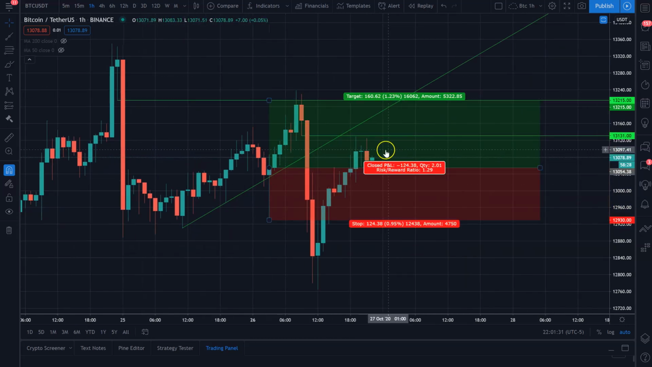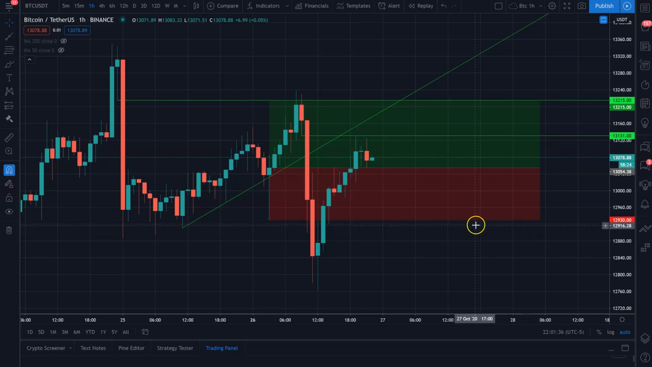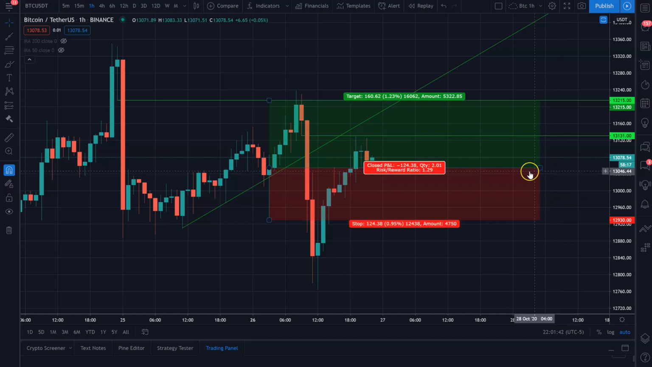And I know if you're looking at this going, wait, 1.29, that's not 2 to 1. Yeah, 2 to 1 is what you really should do, especially if you're a newer trader. But I know my win rate. My win rate's about 80%, so I can actually get by with less than 2 to 1. But I didn't take the trade. I went to bed. After I got stopped out, I was like, okay, whatever, you win.